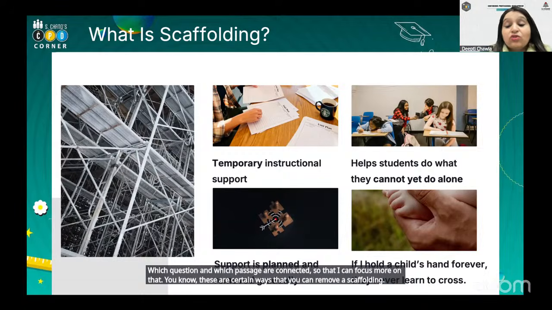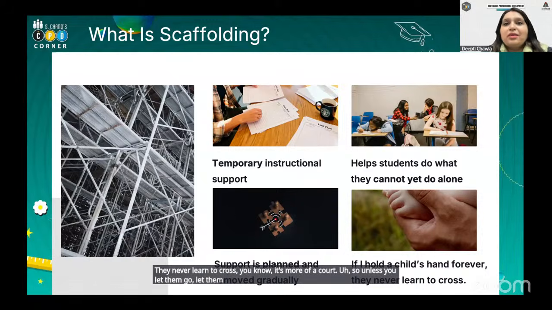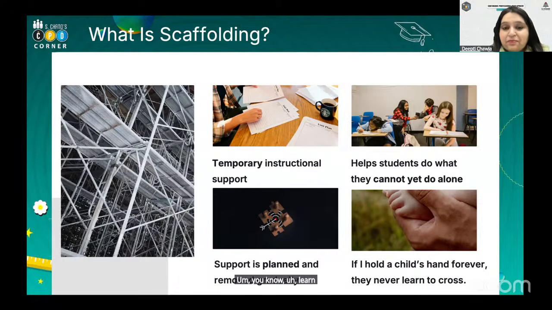And it is also important to understand that if you hold a child's hand forever, they never learn to cross, it's more of a quote. So unless you let them go, let them do, let them make a few mistakes, because mistakes are always good, let them stumble, fall, it will be easier for them to learn better.